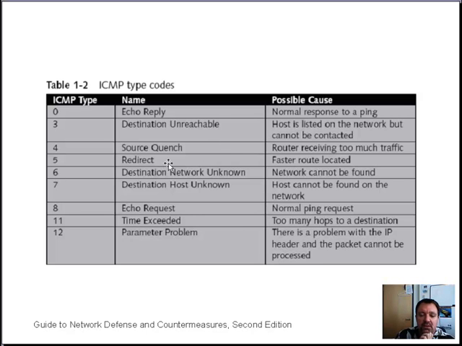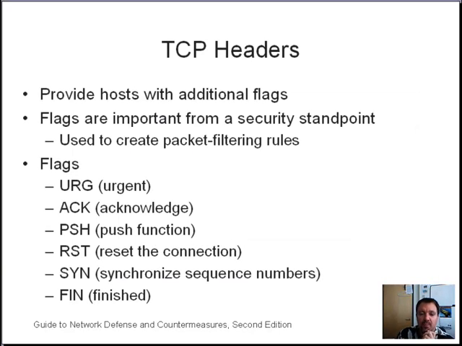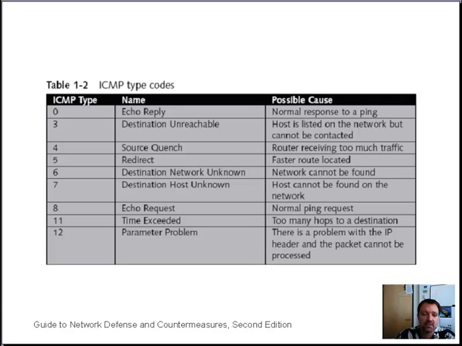Some of the other ones are redirect to a different route because it's a faster route located in the routing tables. Destination network unknown if a network can't be found, or destination host unknown if a host can't be found either. Notice time to live exceeded right here. There's too many hops to a destination, and so on. Oh, and by the way, why did we include ICMP at the IP level? That's because that's where it lives. That's where it's classified, at the IP level, because you're only dealing with IP addresses and not ports.